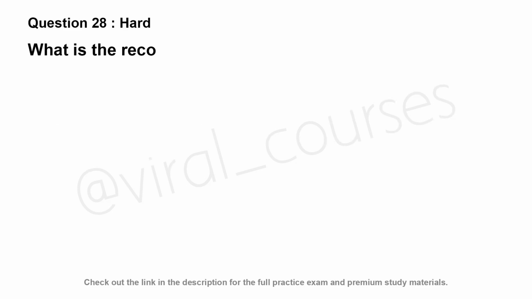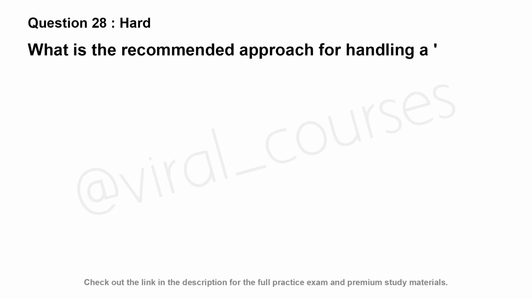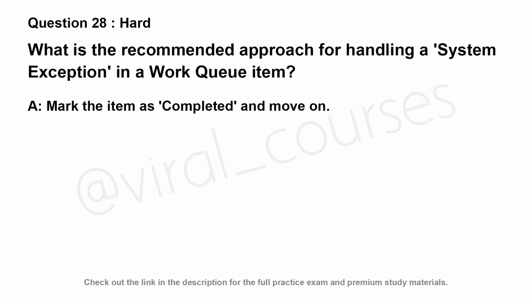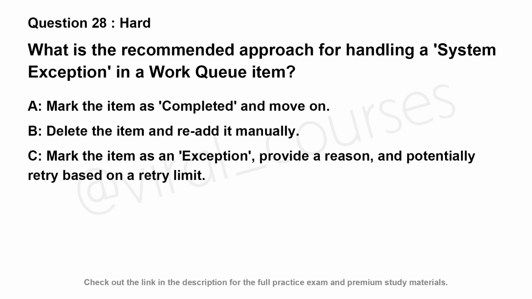What is the recommended approach for handling a system exception in a work queue item? Option A. Mark the item as completed and move on. Option B. Delete the item and re-add it manually. Option C. Mark the item as an exception. Provide a reason, and potentially retry based on a retry limit. Option D. Stop the entire process immediately.